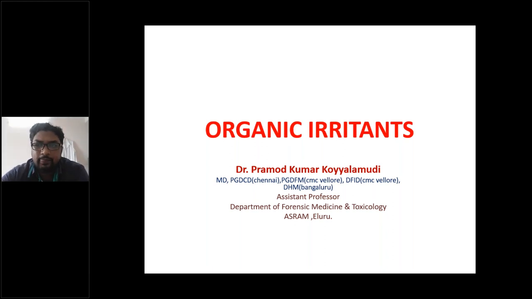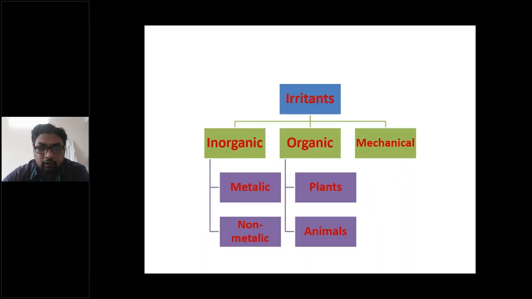So today, we'll look into another new topic, organic irritant plants. We know that toxicology poisons are classified into four classes: one is corrosives, number two irritants, number three systemic poisons, number four miscellaneous poisons.